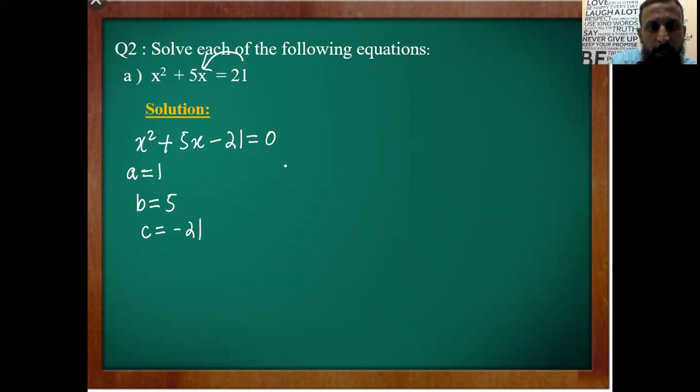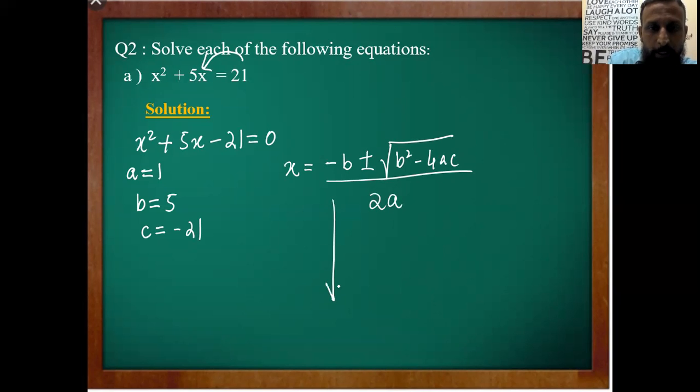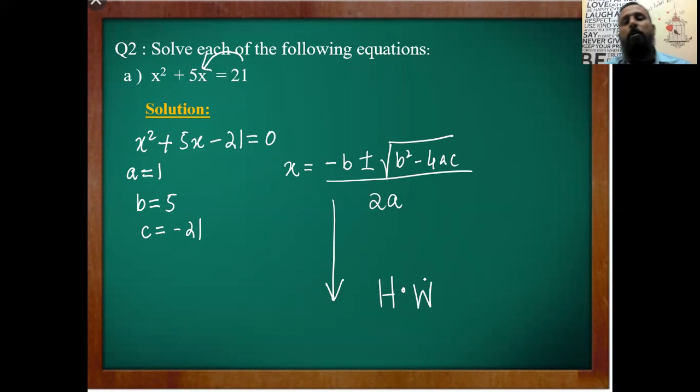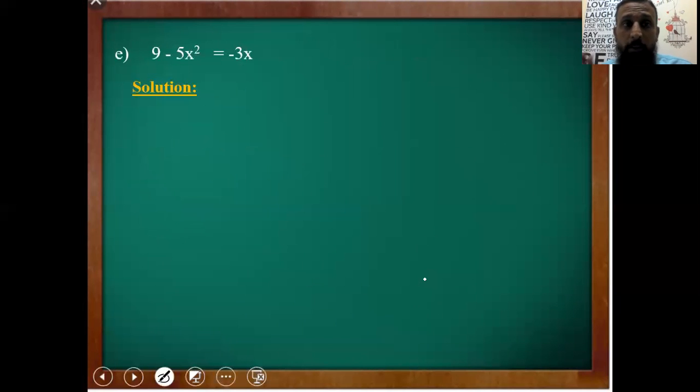Here is the formula: x equals minus b plus minus the square root of b squared minus 4ac, whole upon 2a. So, my dear champions, I'm leaving this question for you guys. Make sure you do it and check your answer from the back of the book. I'm sure each one of you can do it. Let's move on to one more part of the same question.